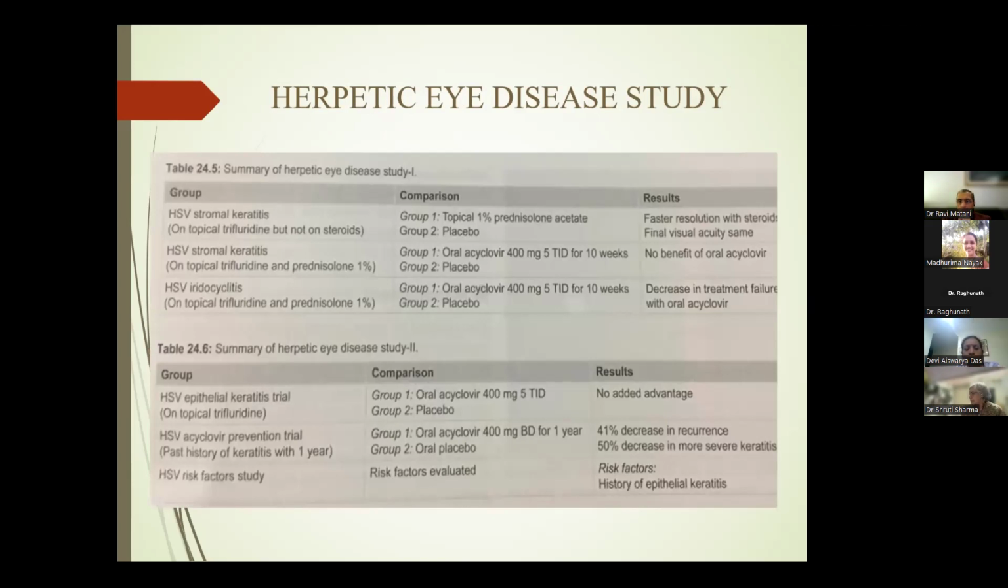Now, in HEDS 1, what they studied was patients of HSV stromal keratitis who were already on topical trifluridine. They are not on acyclovir or ganciclovir. It was topical trifluridine, but they were not on steroids. So what did they compare? They put one group on steroids and the second group on a placebo. The result was that topical steroids will cause a faster resolution, but the final visual acuity is the same, surprisingly.